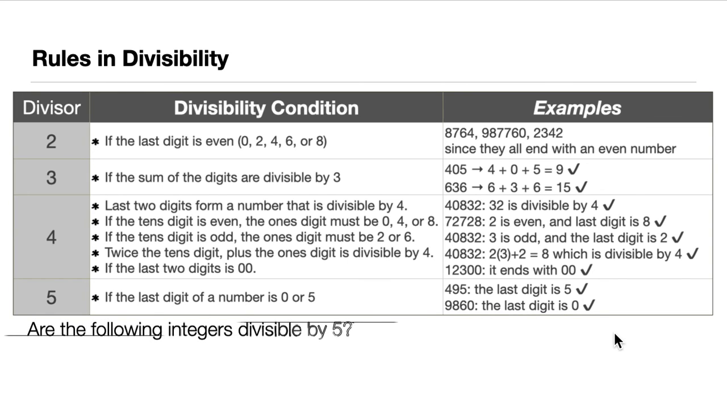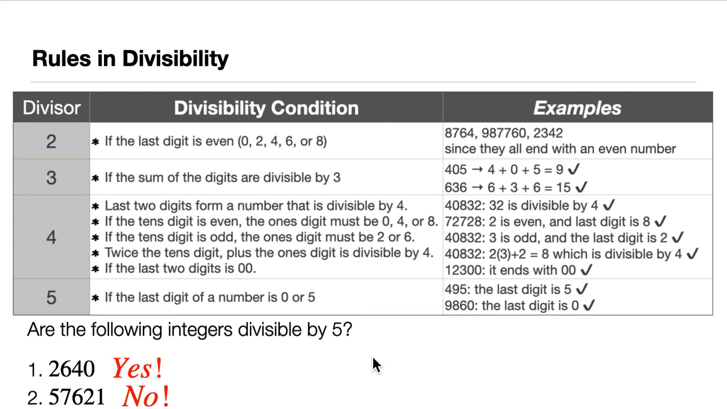So I think this will be the last exercise for you. You may try to just look at it and know if it is divisible by 5. So it ends with 0 for number 1. Yes, it is divisible by 5. Number 2, it ends with 1. Nope. It doesn't end with 0 or 5, so therefore it is not divisible by 5.